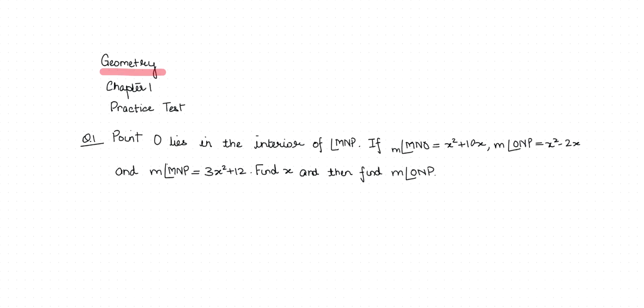Hello. So this is question 1. It is from 1.5. Point O lies in the interior of angle MNP. If MNO is x squared plus 10x, ONP is x squared minus 2x, and MNP is 3x squared plus 12, then you have to find the value of x and find ONP.